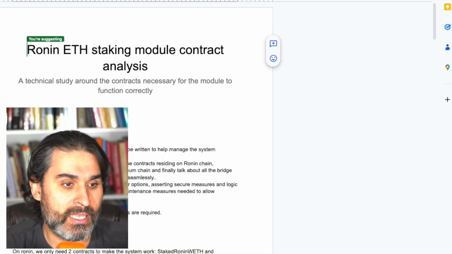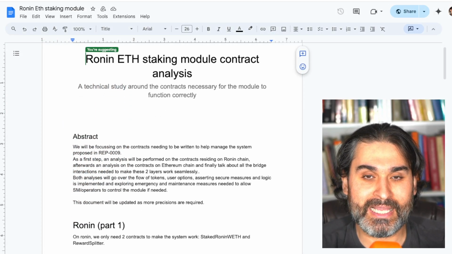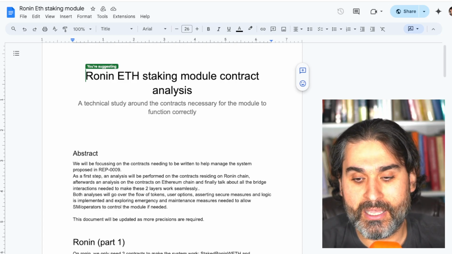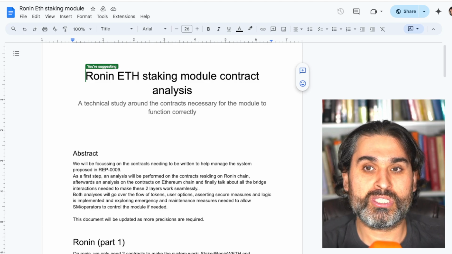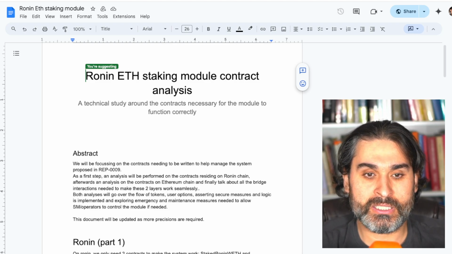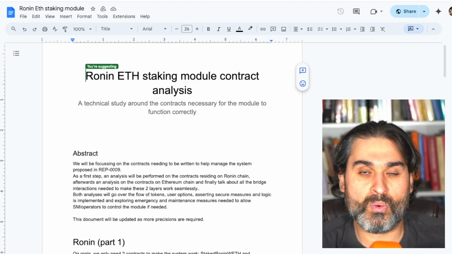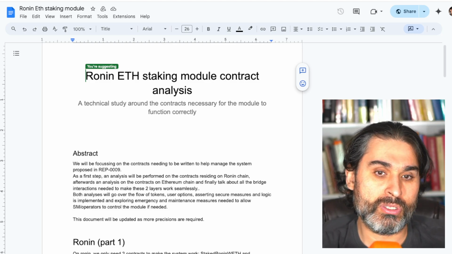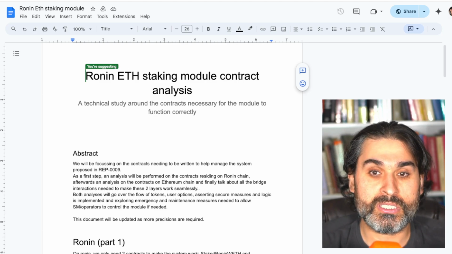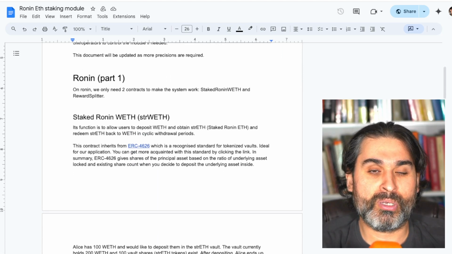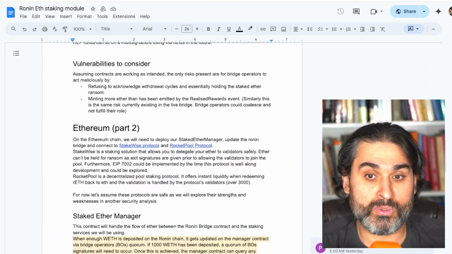So he's saying that here we have the Ronin ETH staking module contract analysis. What he's suggesting is that any ETH that is sent on the Ronin bridge will be swapped out for staked ETH. And the staked ETH that he's talking about is using Rocket Pool's rETH and Stakewise's osETH. So it's actually really cool that Moist Owlbear is setting this up. The process is quite long, but he's already had some positive feedback from the Ronin team, and it seems like it's something that they want to do.